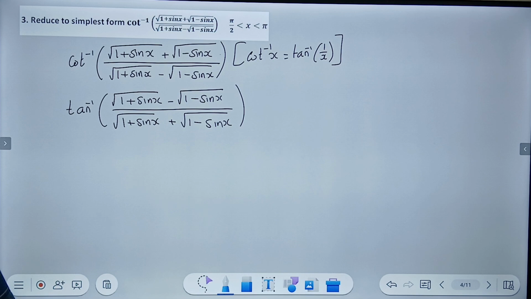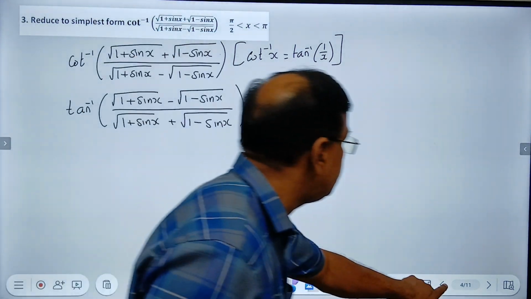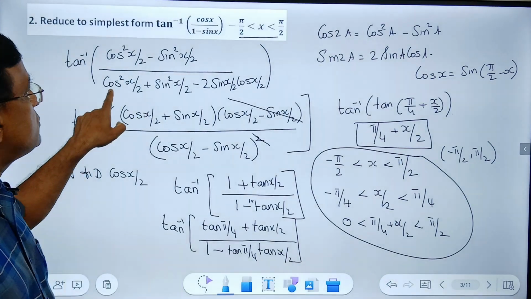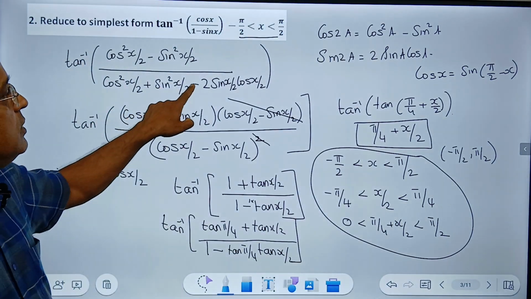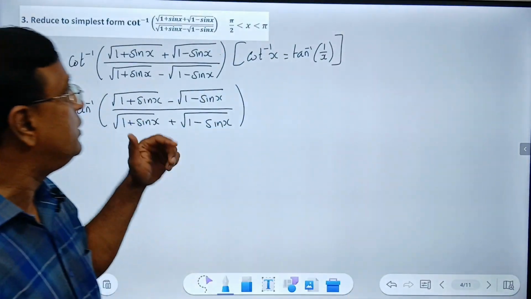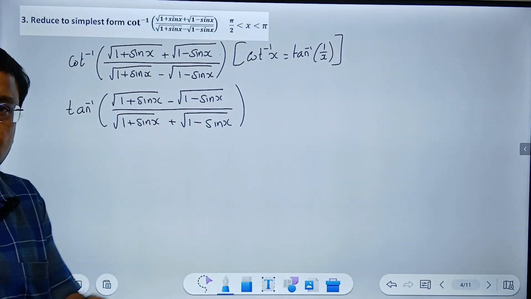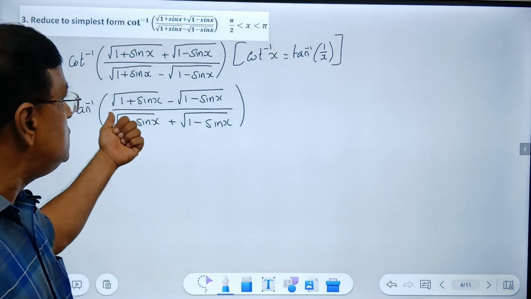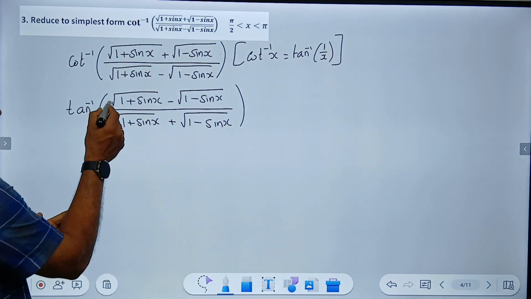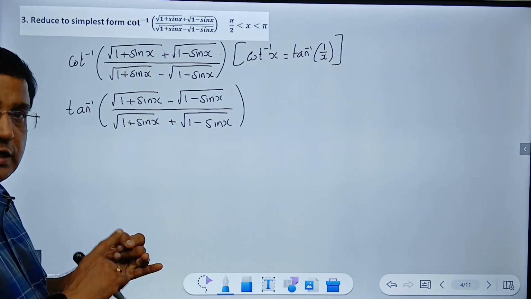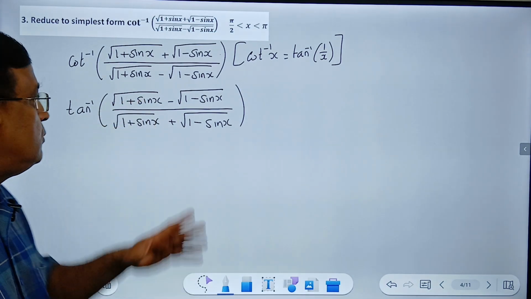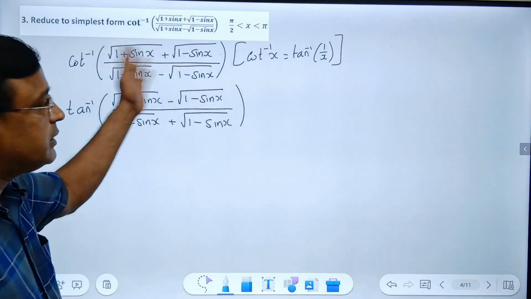Okay. Now I can repeat the same process like what I did in this problem, writing 1 minus sin x as cos square x by 2 plus sin square x by 2 minus 2 sin x by 2 cos x by 2. I can do that. But as I told you, it can also be done differently. Just to show you the variety, I will do this problem in a slightly different way. The easiest way is you write this 1 as cos square x by 2 plus sin square x by 2. Write sin x as 2 sin x by 2 cos x by 2. Do it for everything. Automatically things will get cancelled.